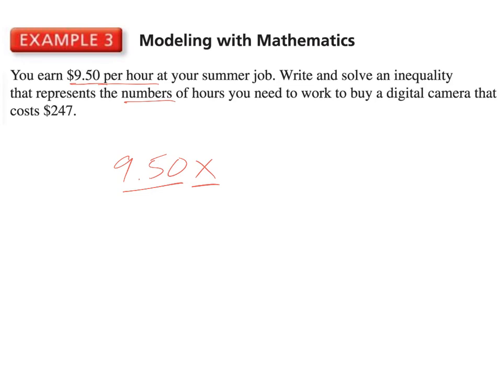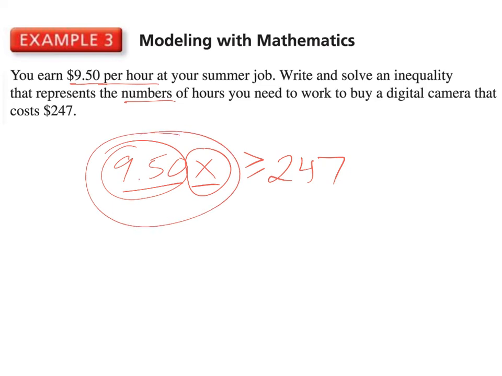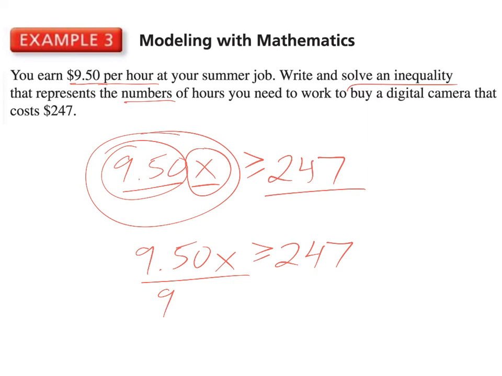Now this quantity has to be greater than or equal to 247, because otherwise you can't afford the camera. So the amount you earn per hour times the amount of hours that you work has to be greater than or equal to 247. It says to solve it as well, so we're going to divide by 9.50. And when we do that, x is greater than or equal to 26. So you have to work at least 26 hours in order to afford this digital camera. That's all there is to it.